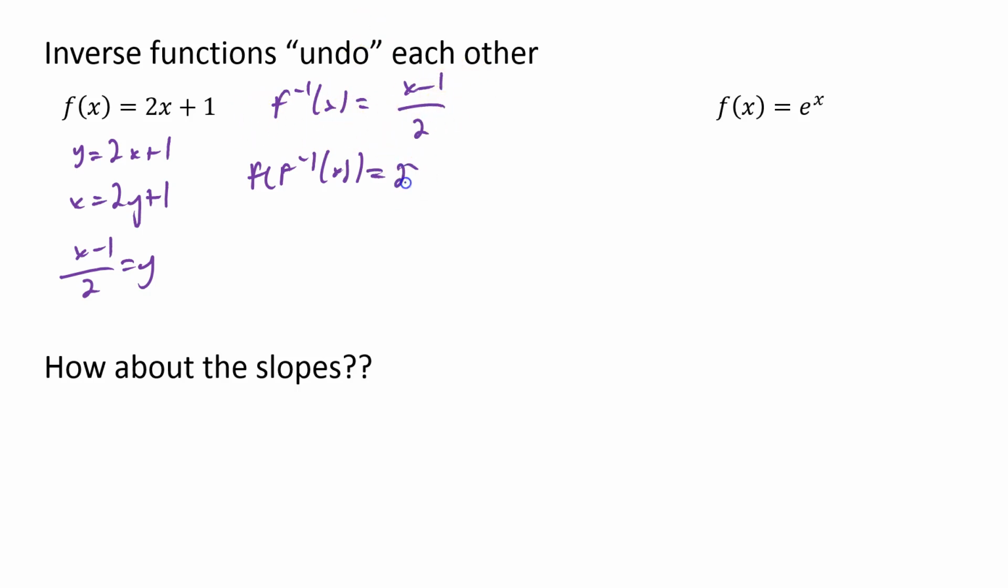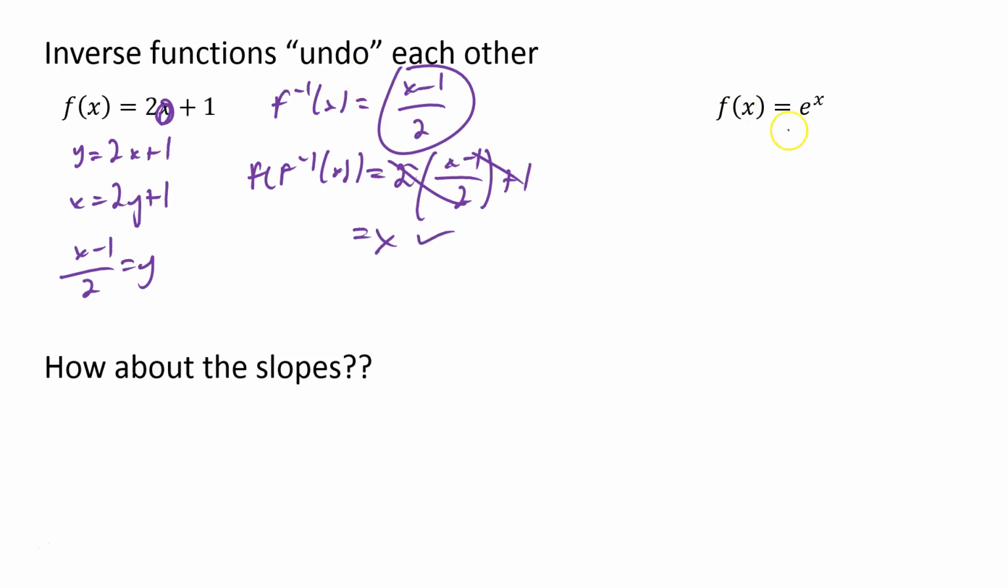But f of f inverse is going to be 2 times (x minus 1)/2, plus 1. So I plugged the f inverse function into this little x right here. I just put it inside. The 2's cancel, the 1's cancel, it is indeed x. So that proves that they always undo each other.